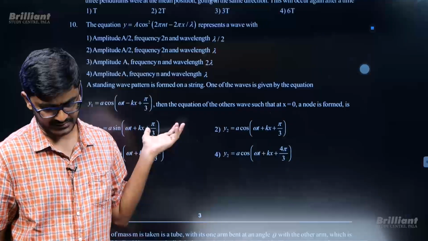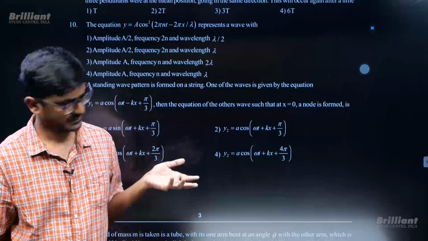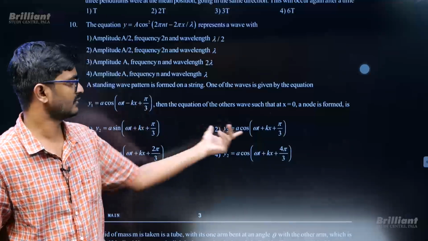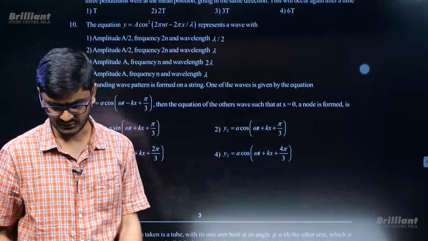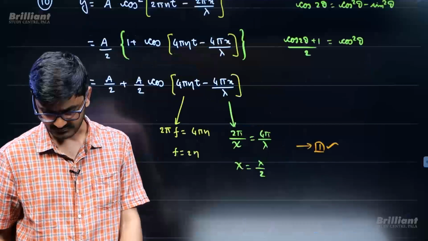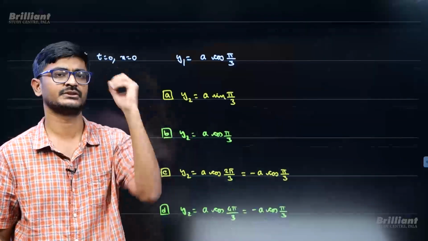A standing wave pattern is formed on the string. One of the wave equations is given by this. So what will be the other one such that x equals 0 will be a node? What does it mean by node? Its displacement has to be 0 at any time.